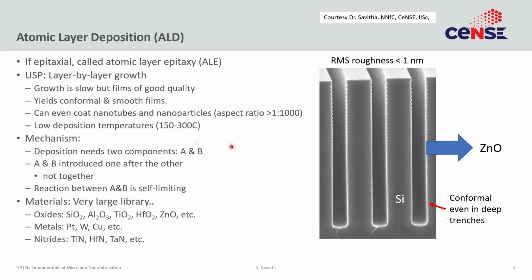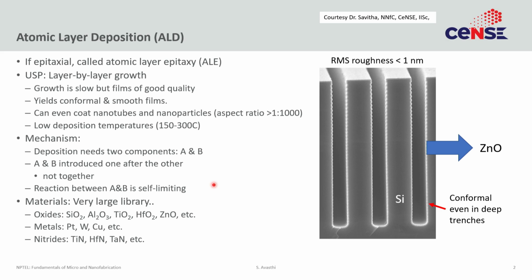The mechanism we shall discuss later, but it basically revolves around two components. In CVD, the way we would do a reaction is we would throw in precursor A and precursor B, the two would react simultaneously and form the material that you want to deposit. In ALD, we don't flow the two together. We flow them one after the other. So they are temporally separated, right? When precursor A is flowing, precursor B is not flowing. When precursor B is flowing, precursor A is not flowing.